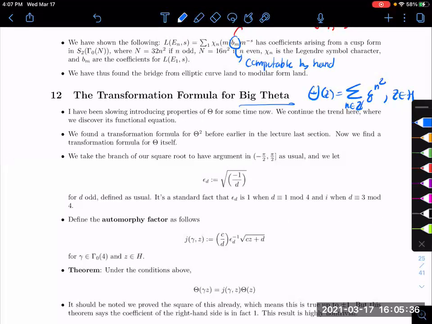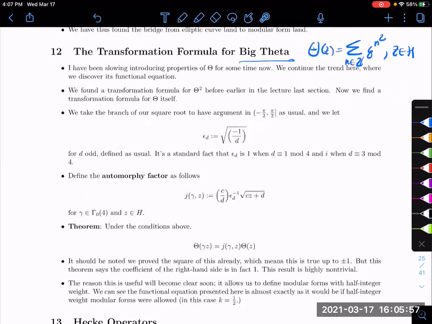Because what we're actually going to need to continue is the functional equation for big theta. Now, if you go back earlier in the lecture, I think it was even last lecture, we did prove a kind of functional equation for big theta squared, but that's not going to end up being good enough for us, as you'll see later. We're going to want to find a transformation formula for big theta itself.